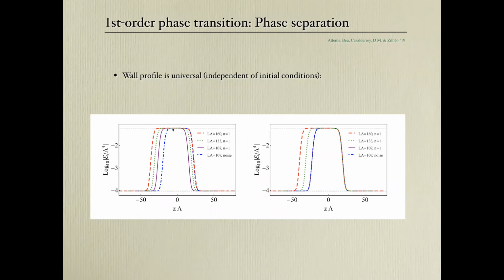Is there any reason for that? That at the end we will have one single bubble? Yes, of course there is. Yes, absolutely. In fact, even if you end up with multiple bubbles because you fine-tune the initial conditions, that configuration is unstable towards the formation of a single one.